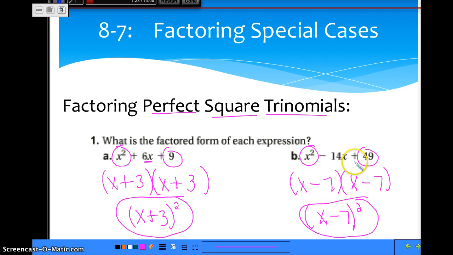Okay, if you don't notice that these are perfect square trinomials, you still can figure this out. You would just end up listing the factors of 49, 1 and 49, and 7 times 7, and 1 and 9, 3 and 3. So you would just work it out a different method that you've been used to. This is just an observation method.